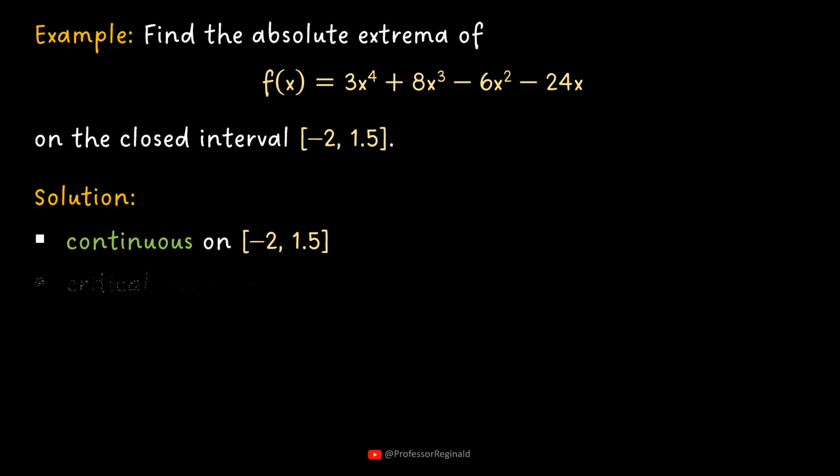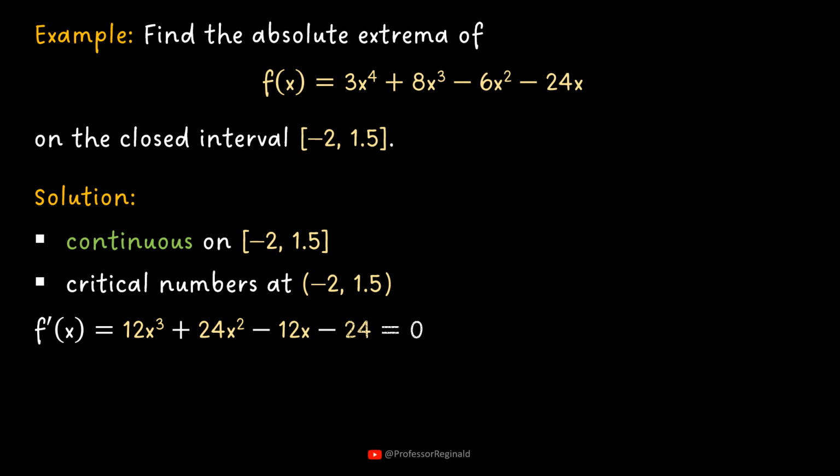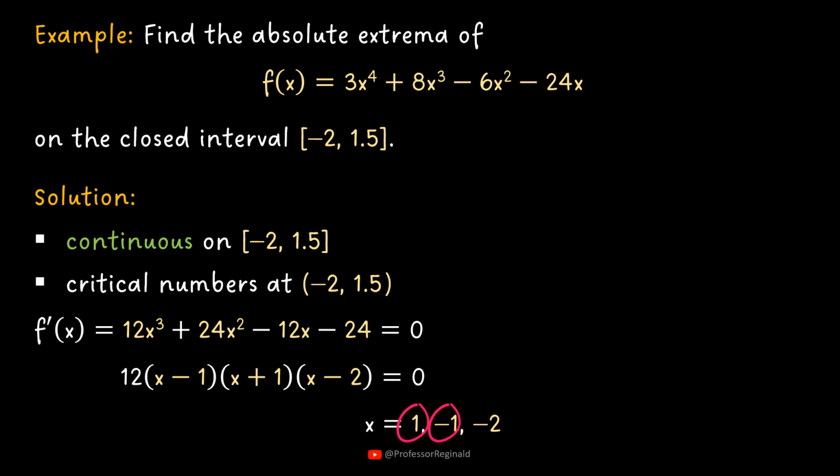Then determine the critical numbers of the given function at the corresponding open interval. A critical number is where the derivative of a function becomes 0. So, differentiate the given function and equate it to 0. Then find the roots of the equation, or the values that make the left side of the equation equal to 0. The equation has the following roots. Two critical numbers are inside the open interval, while the other one is one of the endpoints of the closed interval.